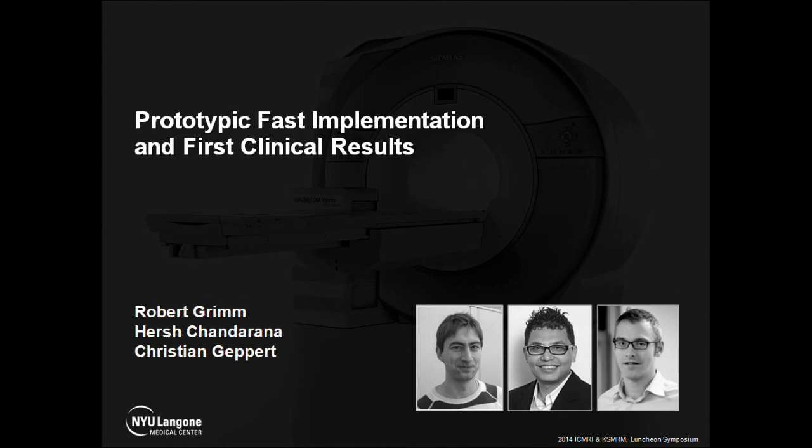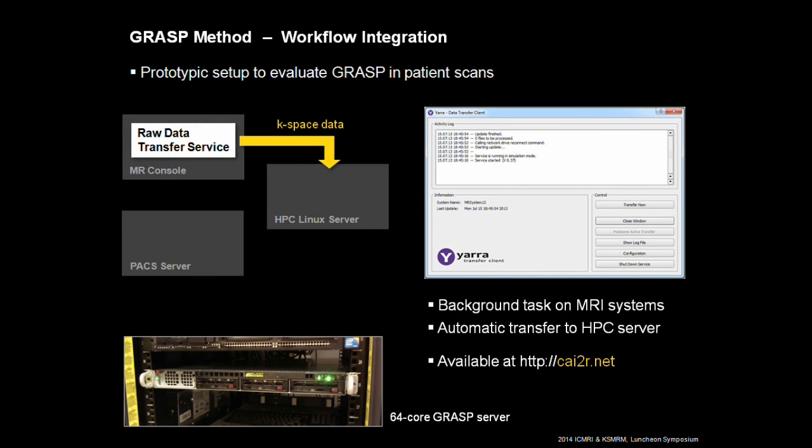And therefore, last year, we worked a lot on developing a faster implementation. This was work mainly done by Robert Grimm. The solution that we developed has 3 components. First, we developed an automatic raw data storage service software, and this software runs on all our clinical MRI systems. It will automatically send the case-based data from GRASP scans to a central reconstruction server. We are currently using reconstruction servers with 64 CPU cores.